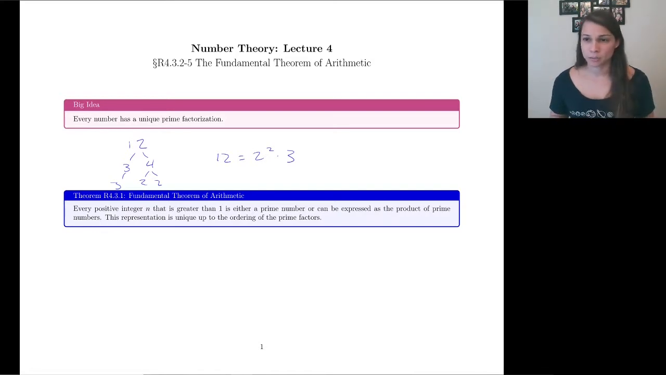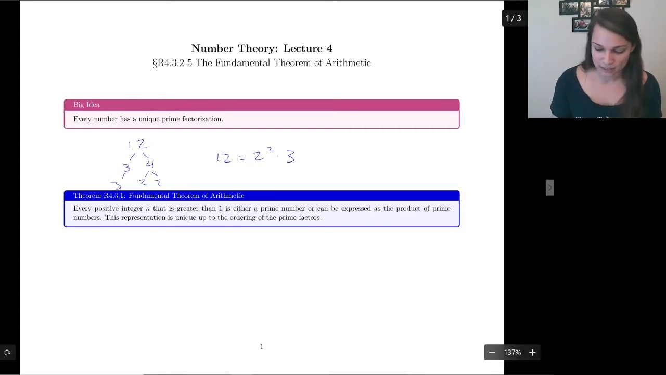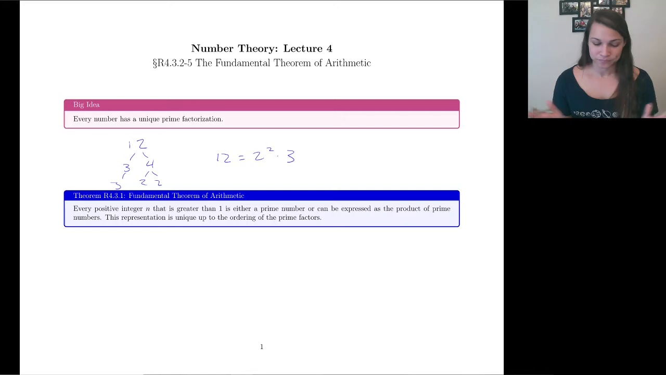There is no other way to write this using prime numbers, and it is so intuitive that some of you may have tried to use this earlier in the semester. They're going, well, it's logical, right? And be like, yes, it is, but we do have to prove it if we want to be able to use it. And so that's what we're going to do today.